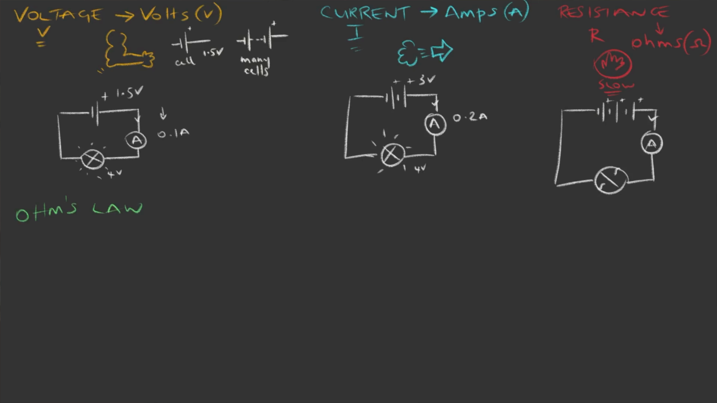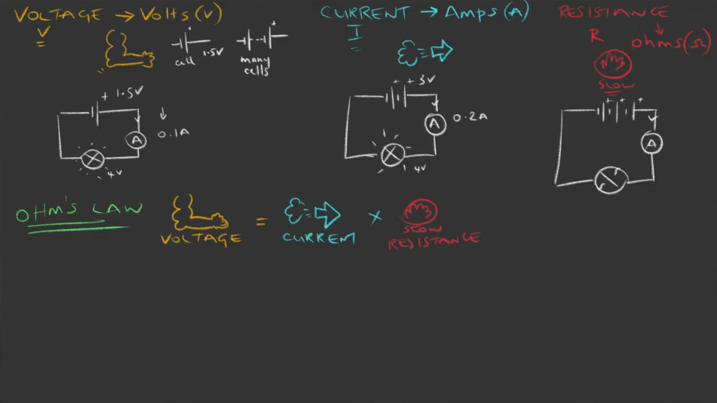The equation is very simple. Ohm's law states that the muscles that are needed to push the mice through the revolving door is equal to the speed of the mice multiplied by the amount of resistance that is being made by the revolving door. Or in proper terms, the voltage drop across the lamp is equal to the current in the circuit multiplied by the resistance being made by the lamp in this case.